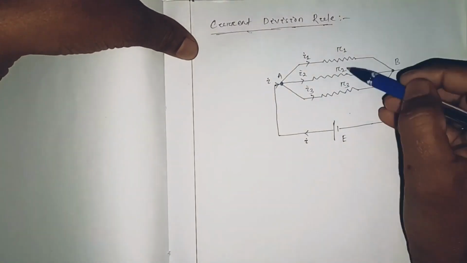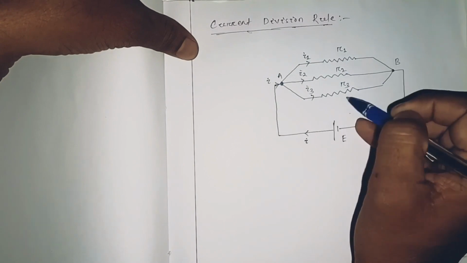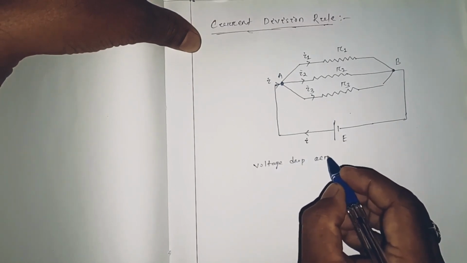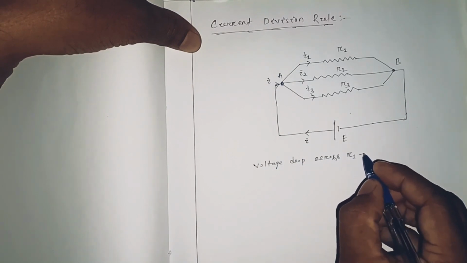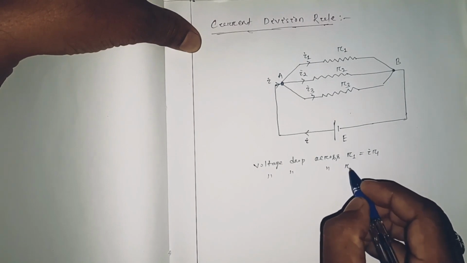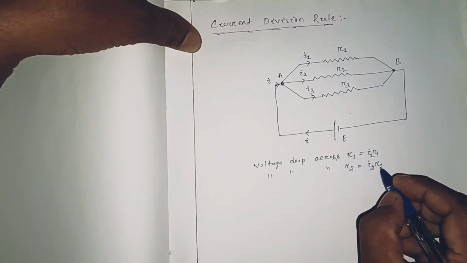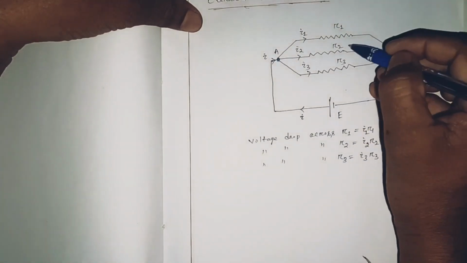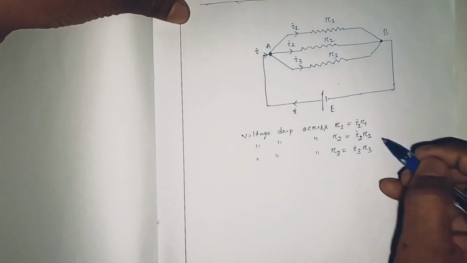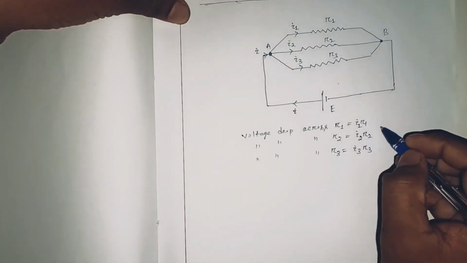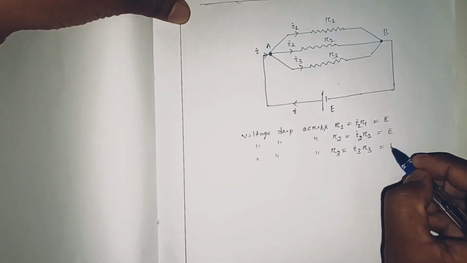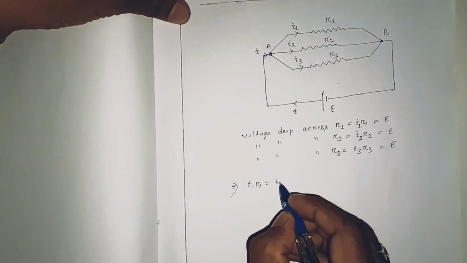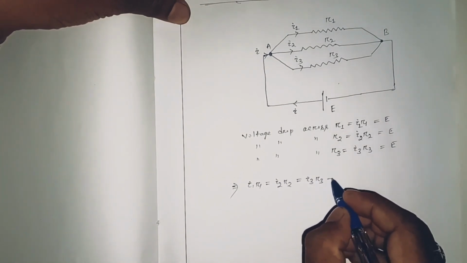As these resistances are parallel with each other, the voltage drop across R1, R2 and R3 are all the same. That means the voltage drop across resistance R1 will be I1 R1, across R2 will be I2 R2, and across R3 will be I3 R3. And as these resistances are parallel, the voltage drop across them will be equal to E. That means I1 R1 equals I2 R2 equals I3 R3 equals E.